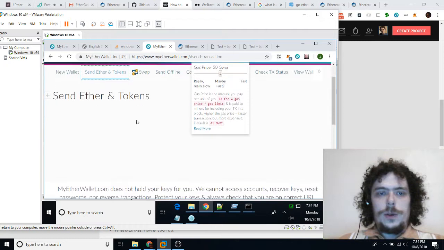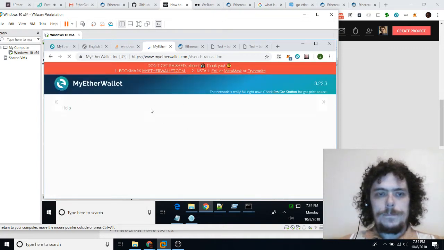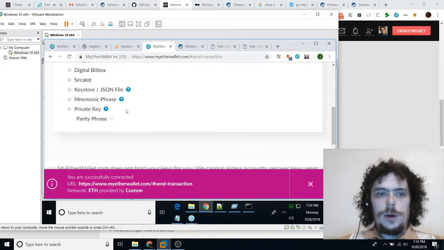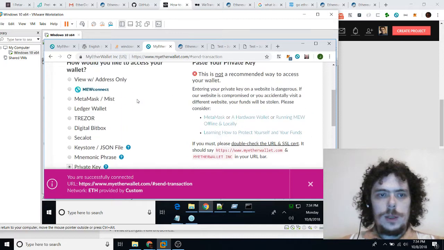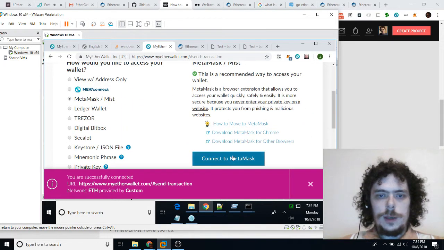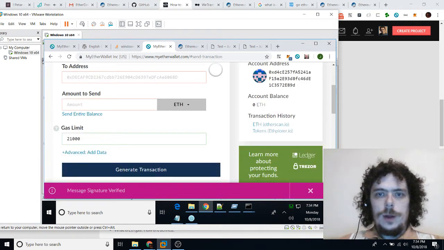We'll go to send Ether and tokens. What did I break here? So you've got to unlock your account first. So we'll just get a private key here to unlock with. Can you unlock using MetaMask? You sure can. Connect to MetaMask. There we go. So we unlock my account.